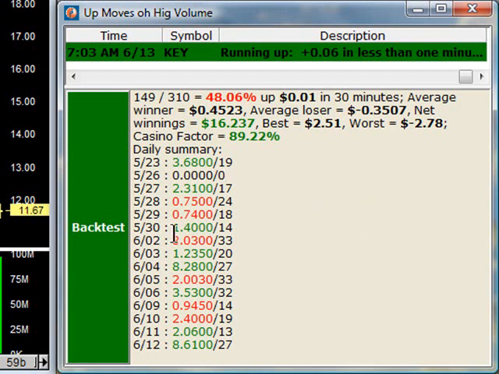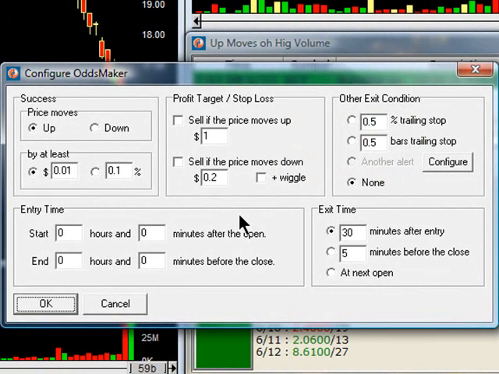So now, let's see what happens if we apply some money management rules. Can we take a system that is okay and make it good? I'm going to press the backtest button again, and this time I'm going to sell my position that I went long if the stock moves 20 cents against me. I'm still going to hold it for 30 minutes, but the difference is that if I'm down 20 cents in this trade, I'm going to get out. Let's see what happens.